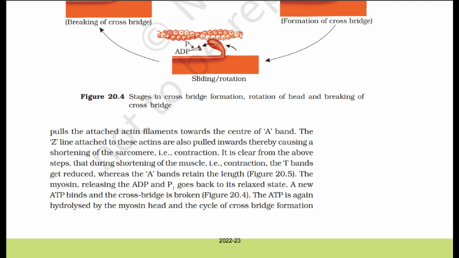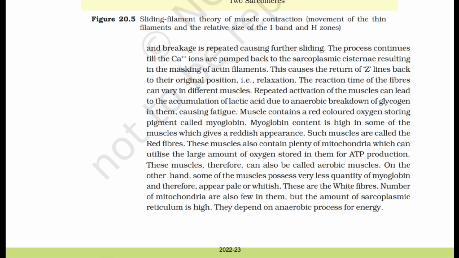The myosin, releasing the ADP and Pi, goes back to its relaxed state. A new ATP binds and the cross bridge is broken. The ATP is again hydrolysed by the myosin head and the cycle of cross-bridge formation and breakage is repeated, causing further sliding. The process continues till the calcium ions are pumped back to the sarcoplasmic cisternae, resulting in the masking of actin filaments. This causes the return of Z lines back to their original position, that is relaxation.